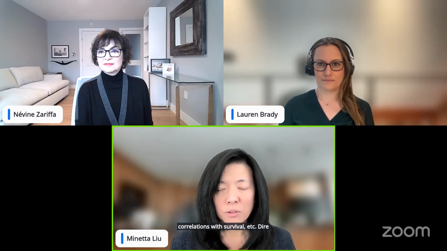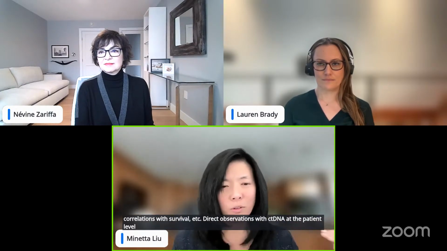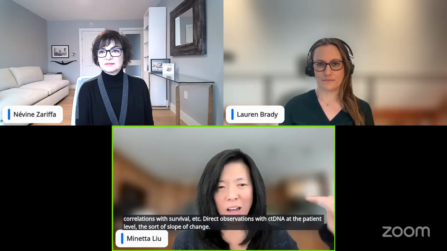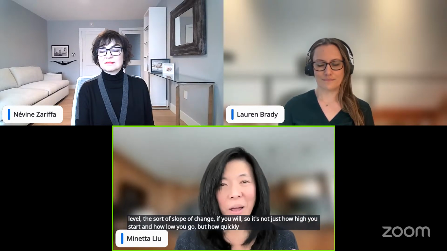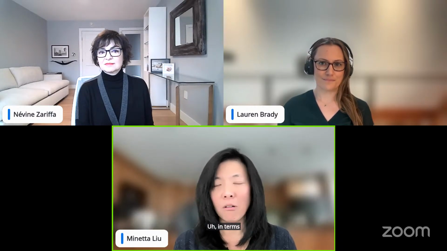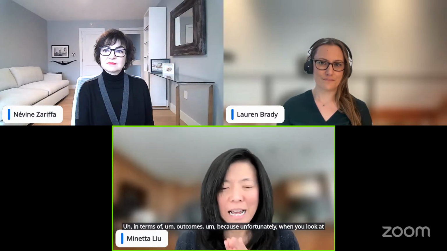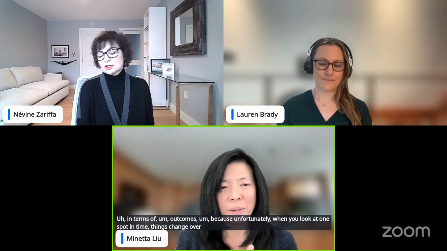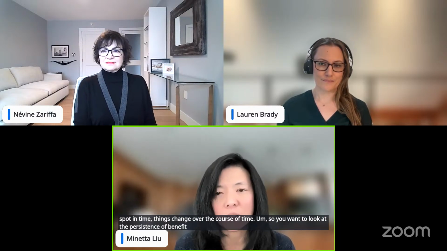Direct observations with ctDNA at the patient level, the sort of slope of change, if you will. So it's not just how high you start and how low you go, but how quickly you get there can be relevant in terms of outcomes. Because unfortunately, when you look at one spot in time, things change over the course of time. So you want to look at the persistence of benefit or the duration of benefit as well.